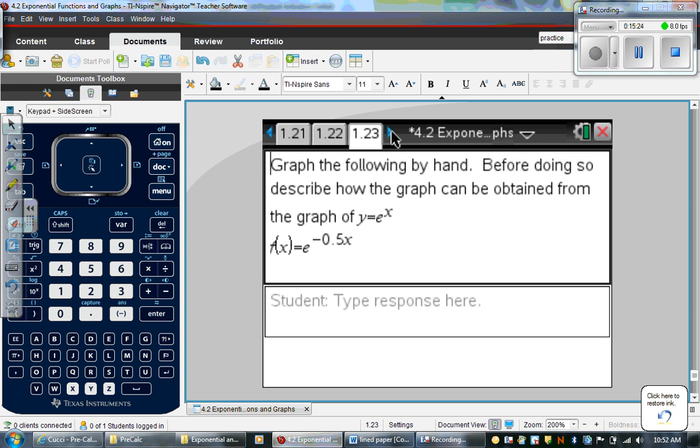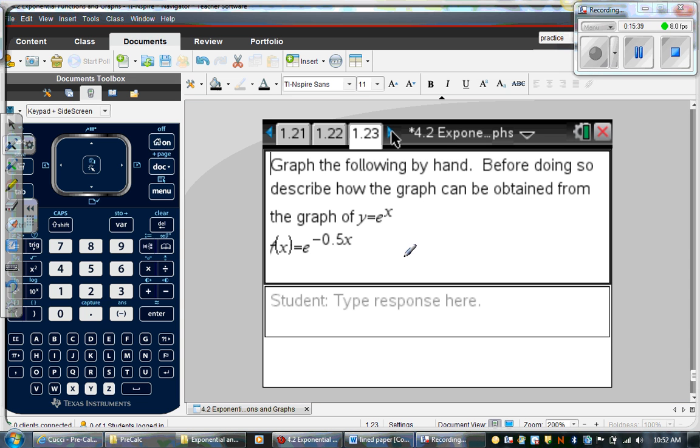All right, so graph the following by hand. Before doing so, describe how the graph can be obtained from the graph y equals e to the x. So we have e to the negative 0.5x. Now, when we looked at our original function, e to the x looked like this. It increased, right? And as soon as we made it negative, it decreased. So I'm going to assume that it's going to decrease, and then this 0.5 is going to change either how quickly or slowly the decrease is.